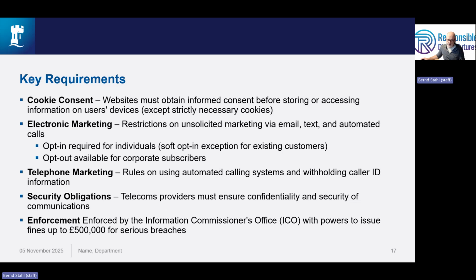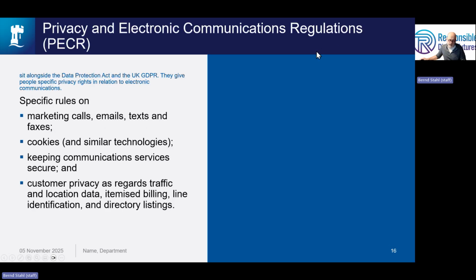This covers telephone marketing, which is now regulated. It covers security obligations, where telecoms providers must ensure confidentiality. And this whole thing can, again, be enforced. So the fines for breaching this aren't quite as substantive as for GDPR, but still up to £500,000, which is a significant piece of money which companies would want to avoid having to pay. So the point here is that we have the GDPR as a big ticket regulation, but there are other bits of legislation, such as the Privacy and Electronic Communication Regulation.